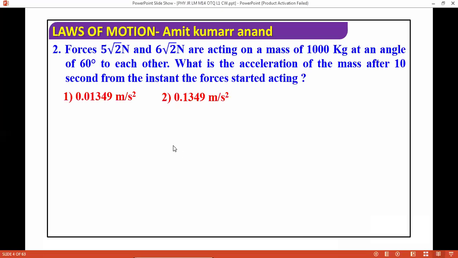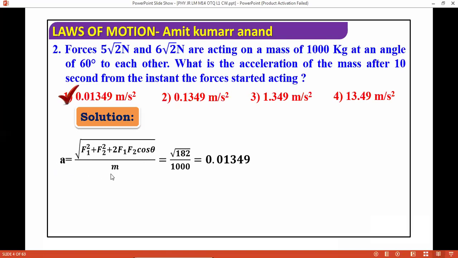So see the calculation part over here. The resultant will come as the square root of 182. I'll divide by the mass. So the answer will come 0.013. That's the answer.